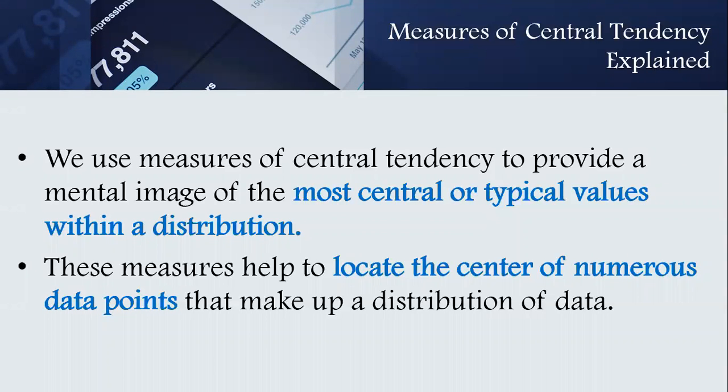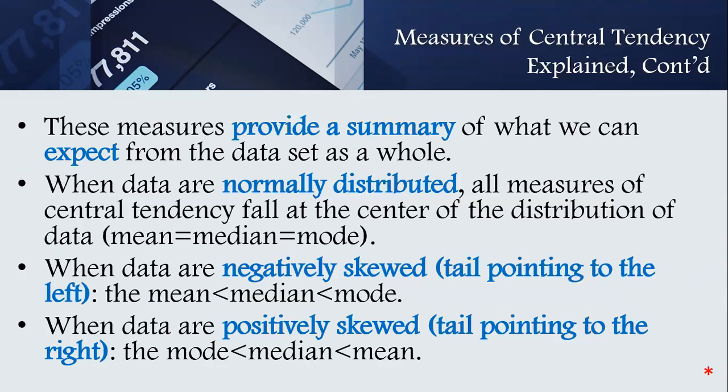We use measures of central tendency to provide a mental image of the most central or typical values within a distribution. These measures help us to locate the center of numerous data points that make up a distribution of data. These measures provide a summary of what we can expect from the data set as a whole. When data are normally distributed, all measures of central tendency fall at the center of the distribution of data, where the mean equals the median and the median equals the mode.